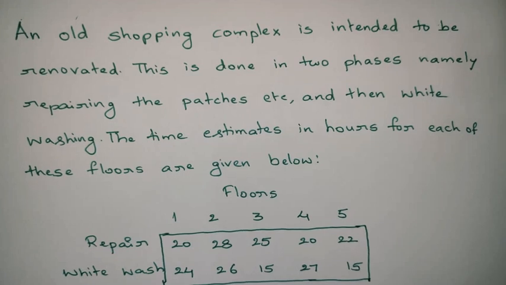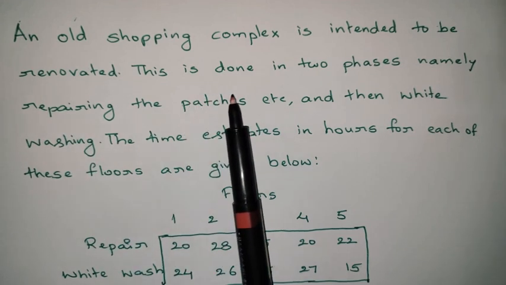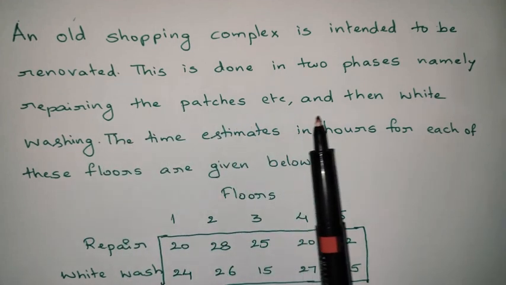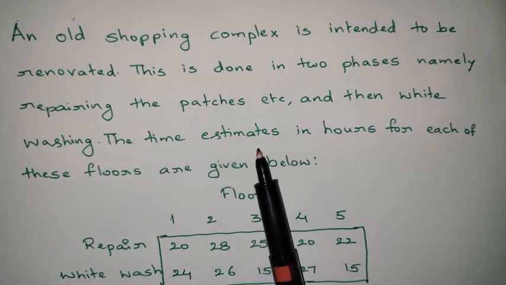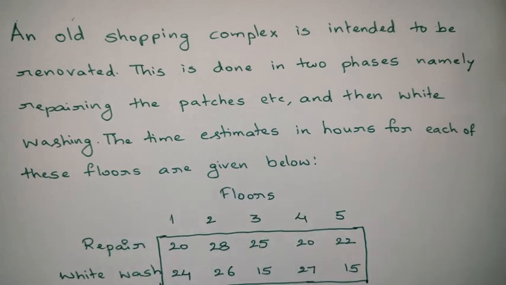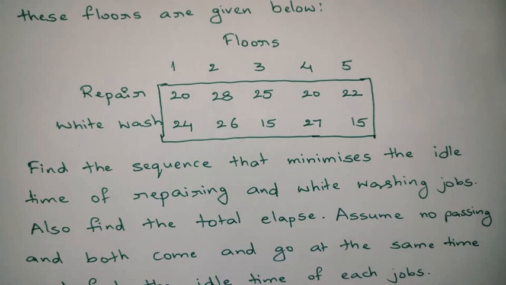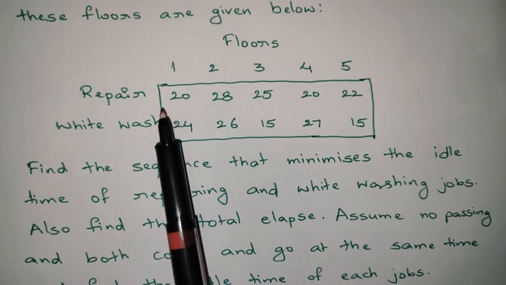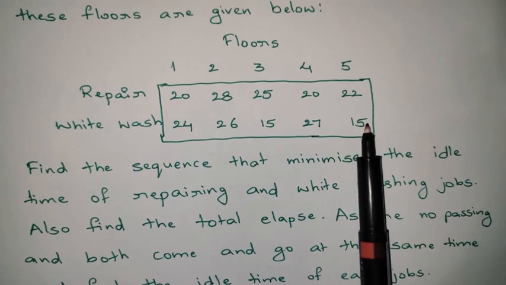An old shopping complex is intended to be renovated. This is done in two phases, namely repairing the patches and then whitewashing. So these are the two processes that need to be done. The time estimates in hours for each of these floors are given below. For the different floors, the processing time was given to us: first floor, second, third, fourth and fifth floor. Next, for the processes, repair and whitewash, the time estimates in hours are given.